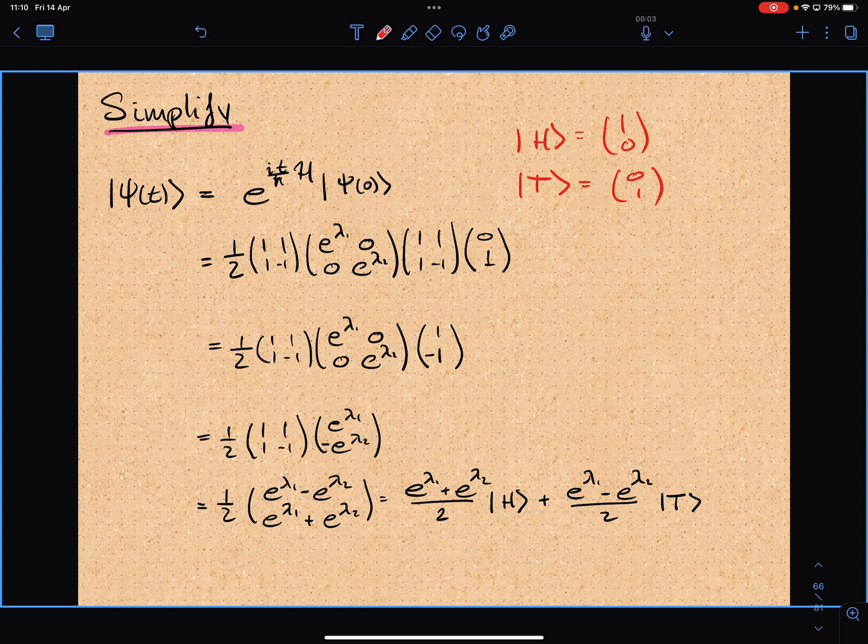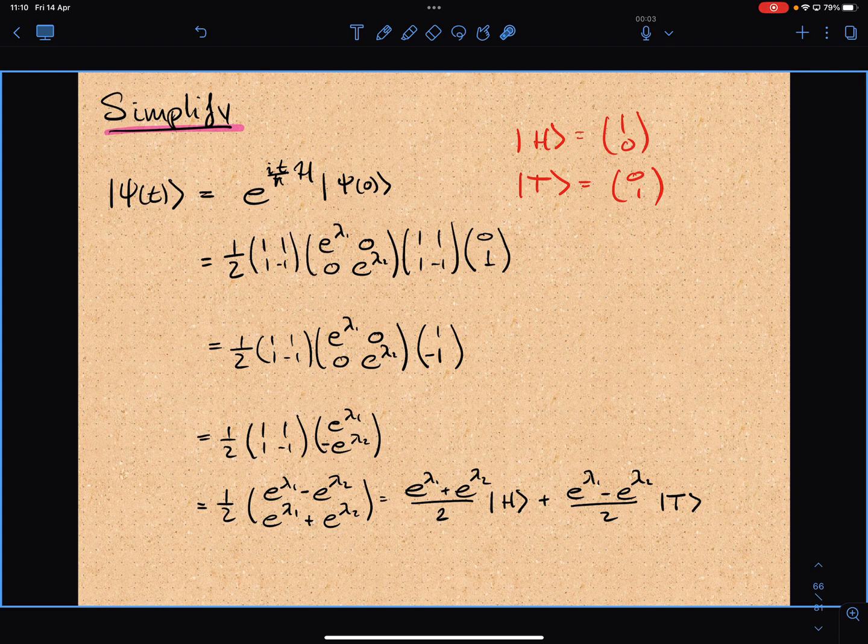So in here, I'm plugging in my initial conditions to determine my wave function at time t. I start by just taking this product first, and then I take this product next, and then I take this product next. And I obtain this result, and I have this as my wave function at time t.